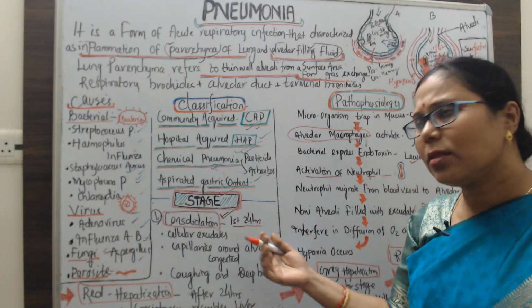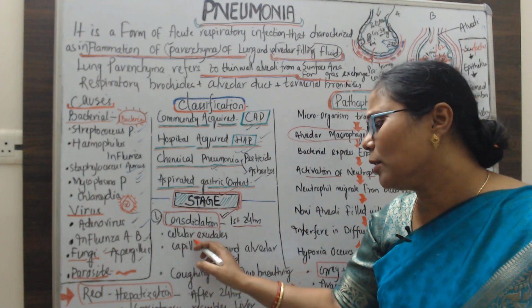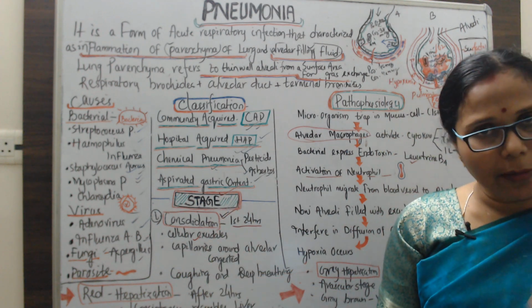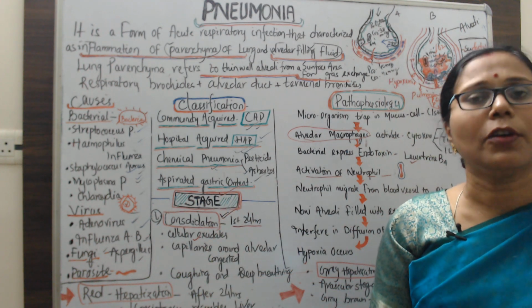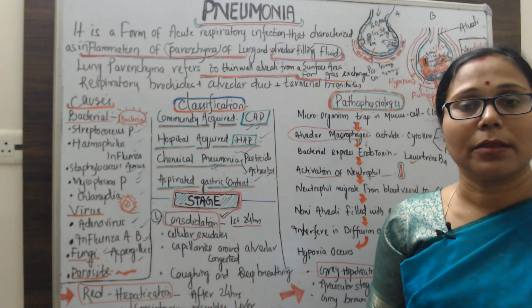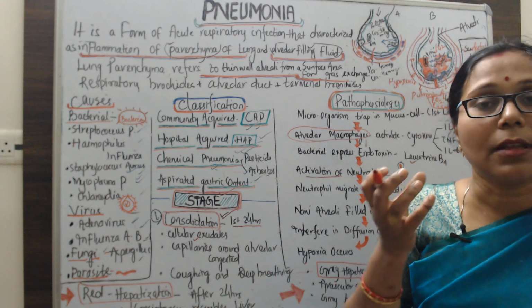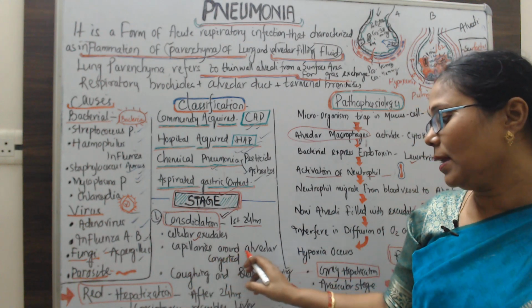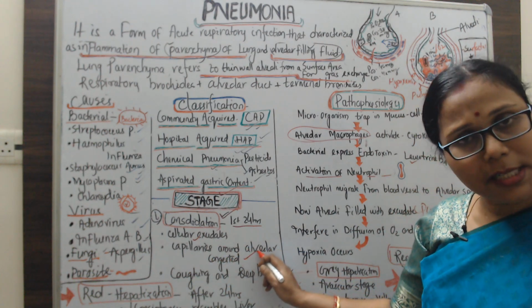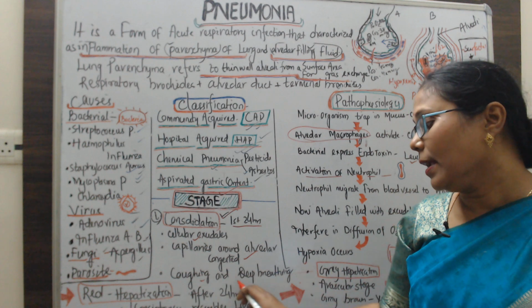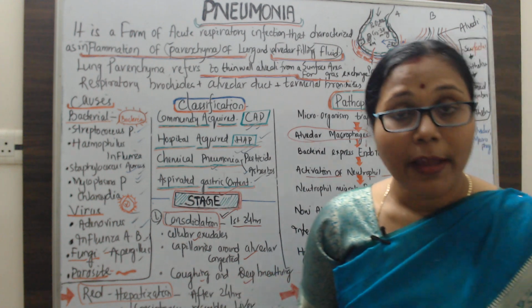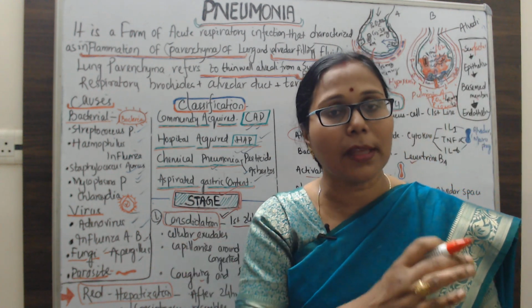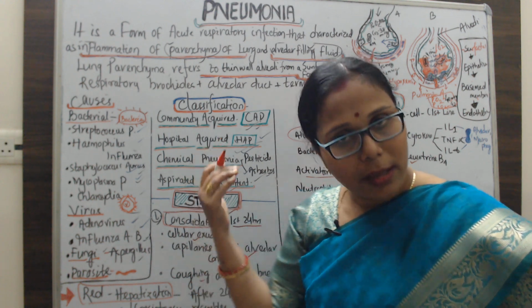So why does this name come? Because the cellular exudate is there. The alveolar space is only for air. If there is any pus or any exudate there, that is called solidification, so that is called consolidation. The capillaries around the alveoli are congested, and cough and deep breathing will be seen within 24 hours of this infection.